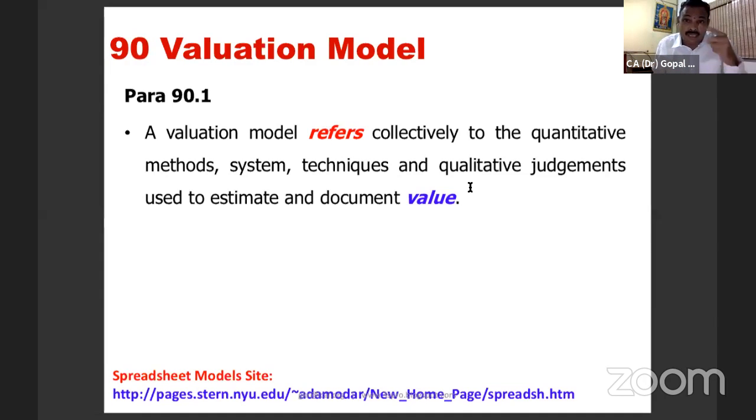Valuation model refers collectively to the quantitative, not qualitative, methods, systems, techniques, and qualitative judgments used to estimate. So for example, what valuation adjustment you will make is actually a judgment. From the judgment, you will get a number. That number you will use for the quantitative part. So therefore, a mix of qualitative and quantitative is there. That is the design that comes with a model used to estimate a value.